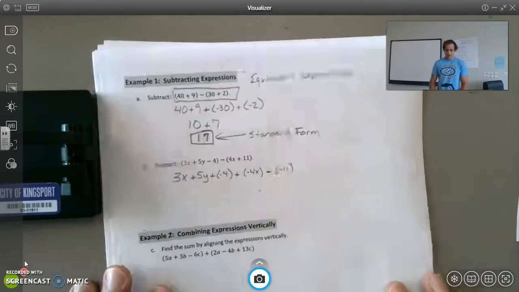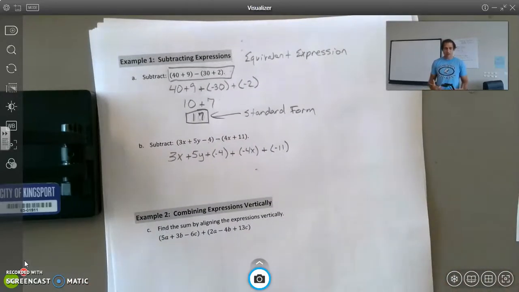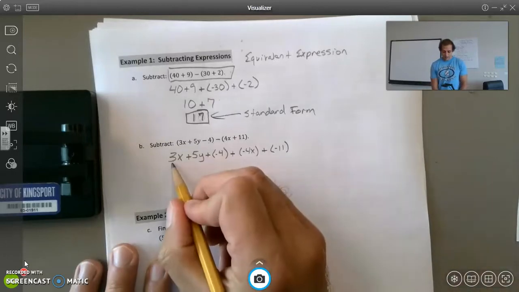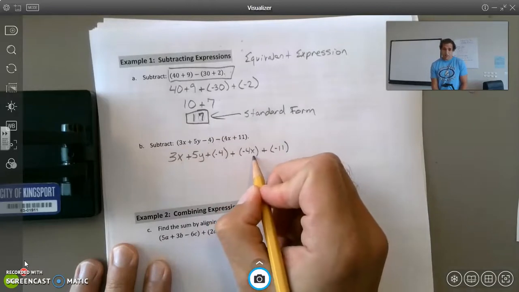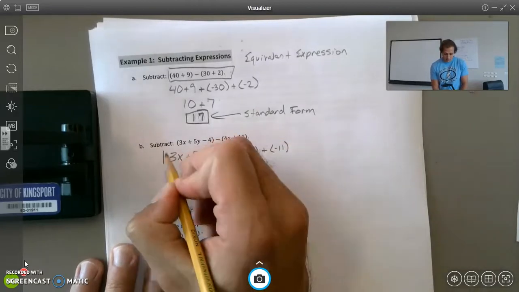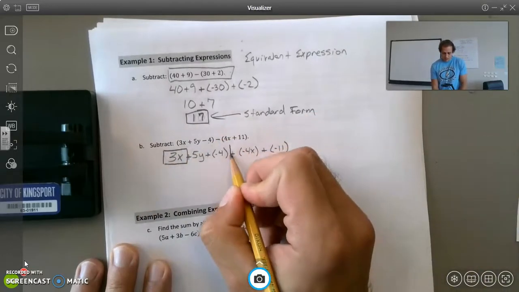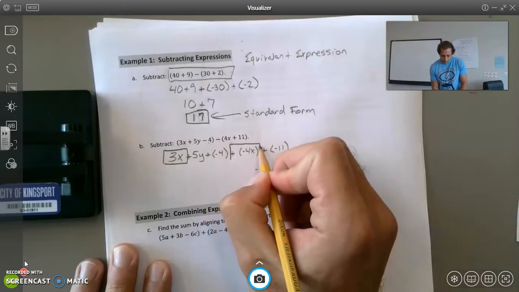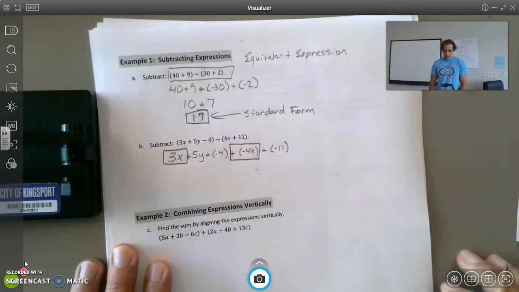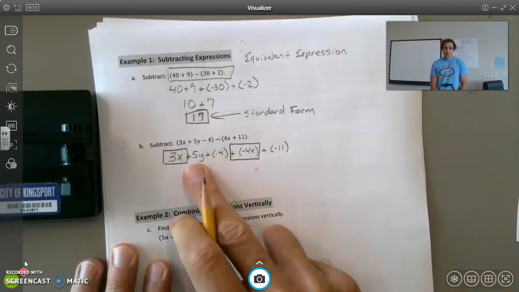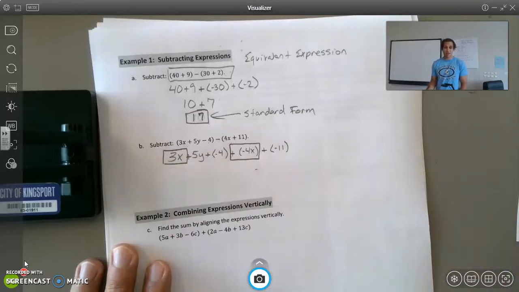Now, once I've done this, I need to add the terms that are alike. A term is alike if it has the same variable. So here, I see a term that has an x variable and another term that has an x variable. As a strategy, I'm going to put a box around those, and I want to include the sign that comes before it. This is plus negative 4x, so I'm going to put a box around those. Now 5y doesn't have any other terms that are alike, so I'm going to leave it as it is.